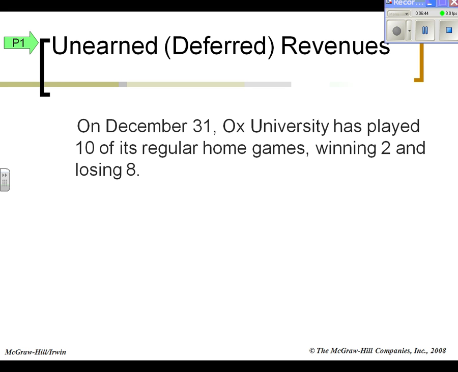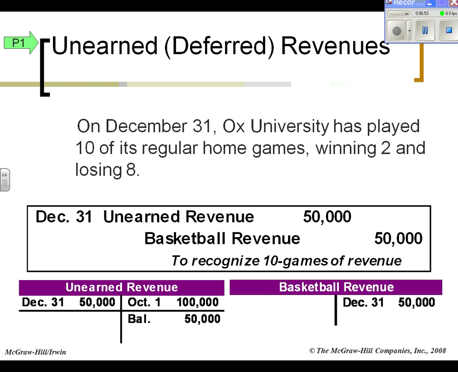Sorry. But anyway, on December 31st, we want to record the revenue for those 10 games that have actually occurred, because we've earned that revenue. So I'm going to record basketball revenue. I'll credit it for 50,000. That's half. I think the original example said 20 home games. So we've earned half of the revenue that we took in. The original revenue we took in was 100,000, so we'll just recognize the 10 games out of the 20. And so we have basketball revenue of 50,000.